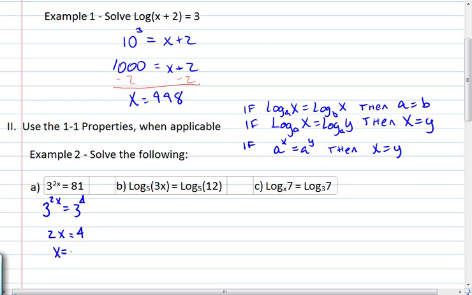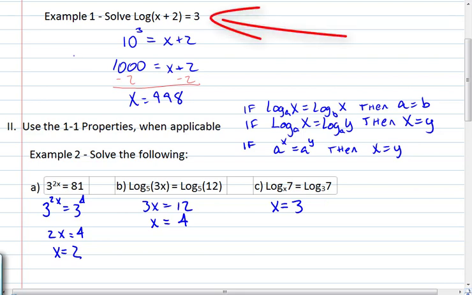So what is x going to be equal to then? 2. Right here we have log base 5 of 3x equals log base 5 of 12. 3x equals 12, so what is x equal to? Here we have log base x of 7 equals log base 3 of 7. What is x equal to? Using the one-to-one properties. And if you have a log equal to a log, that's what you want to do. One log, write it as an exponent. 2 logs, and they're equal, use the one-to-one properties.